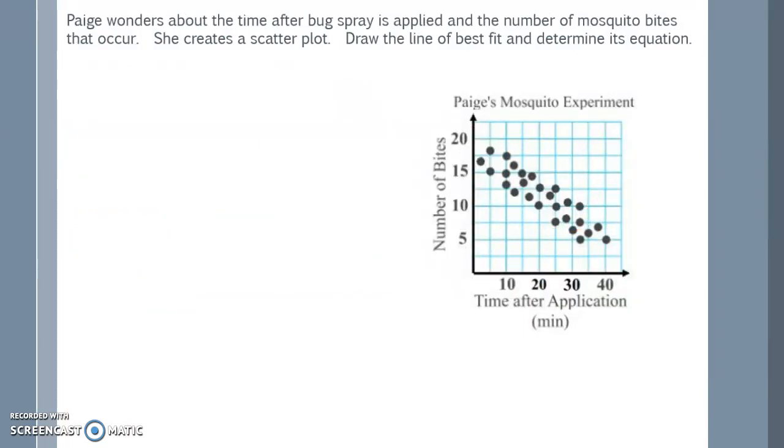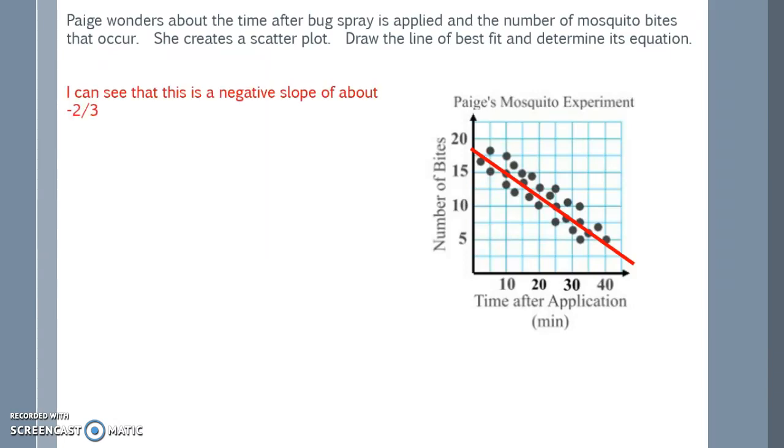Paige wonders about the time after bug spray is applied and the number of mosquito bites that occur. She creates a scatter plot. Draw the line of best fit and determine its equation. Notice again that half of our points are above and half are below our line of best fit.